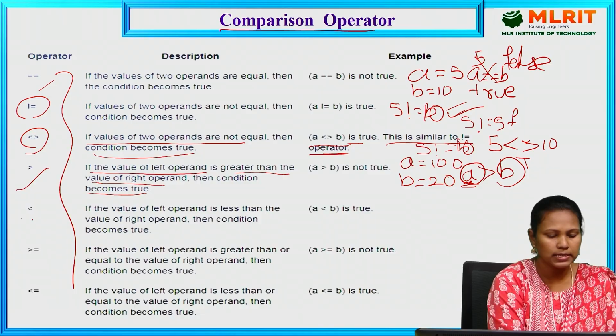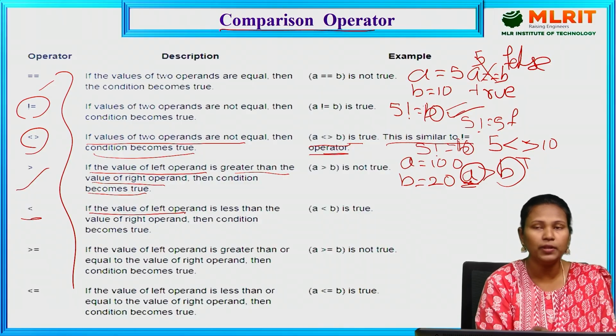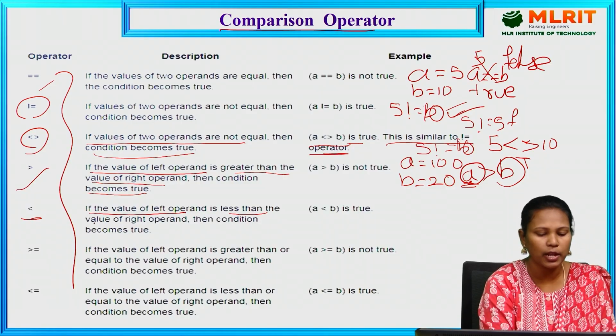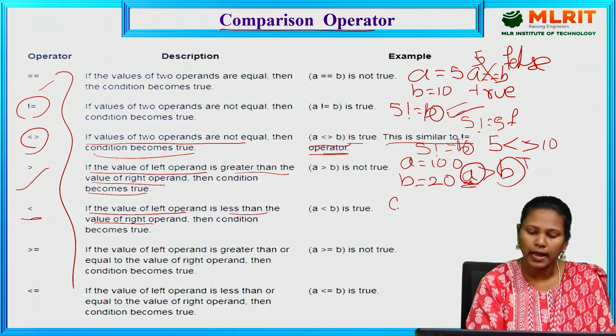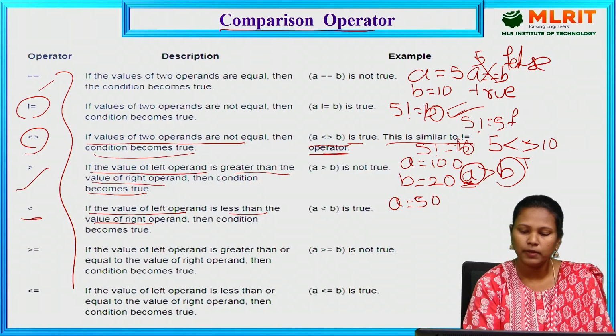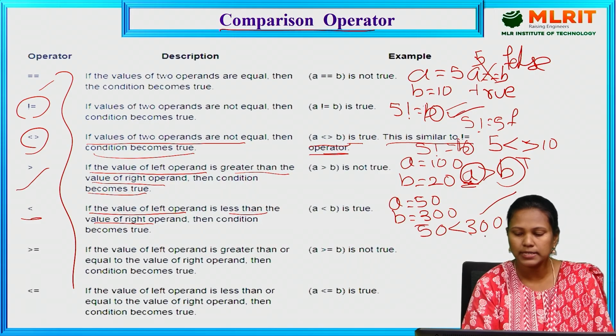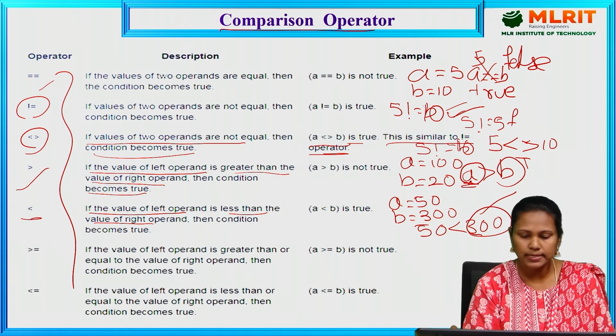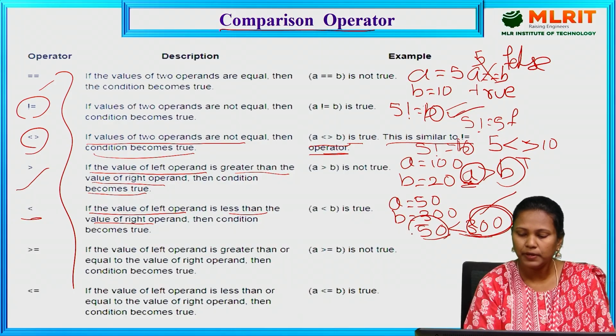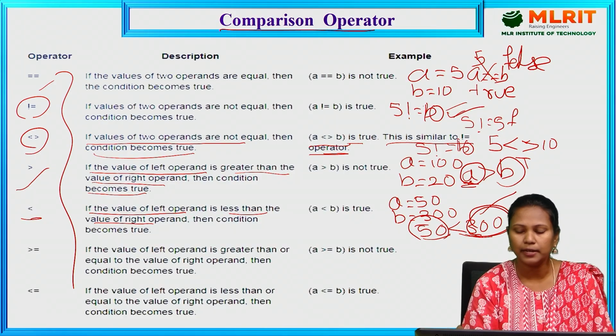The next one is the less than. If the value of the left operand is less than the value of the right operand. So here I am taking A equal to 50, B equal to 300. 50 less than 300. Yes, the right operand is the greater value compared to the left operand. So it is the less than case. We are comparing 50 less than 300, so it displays true.